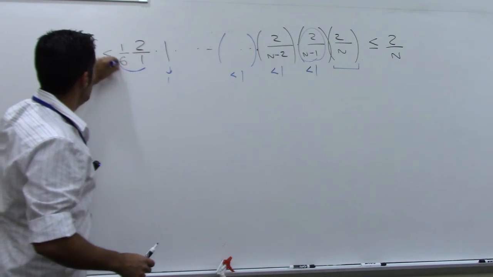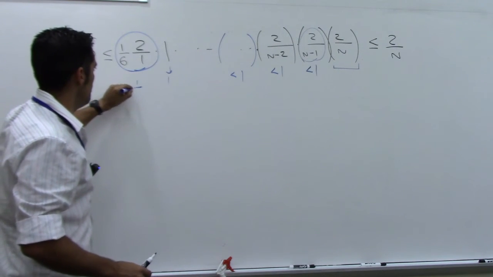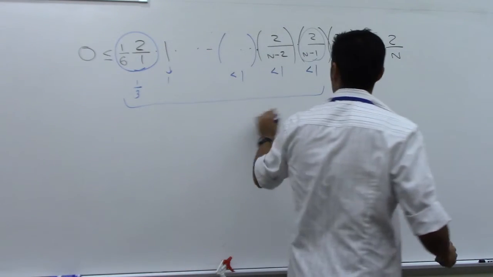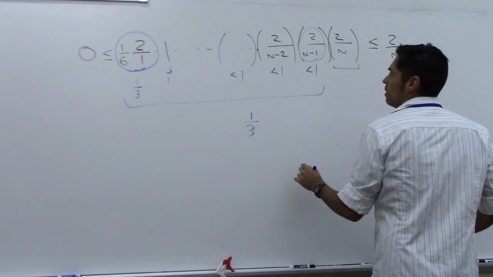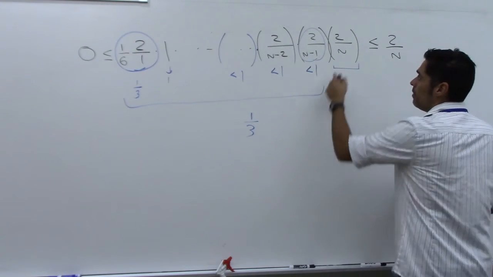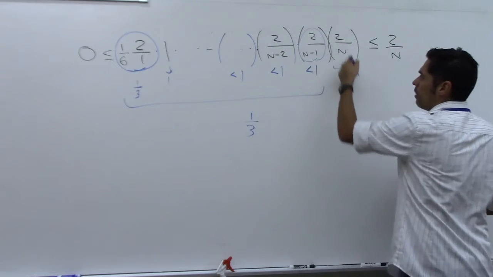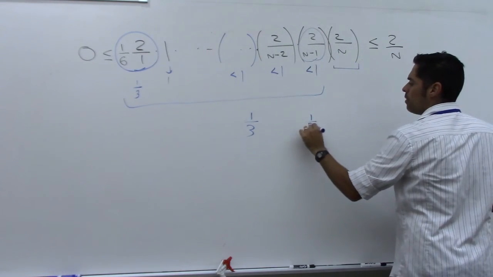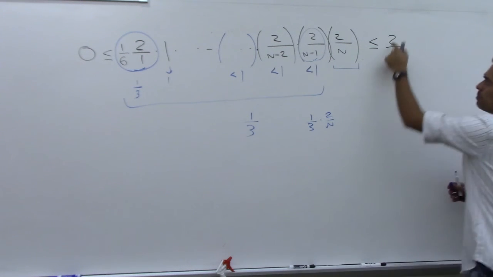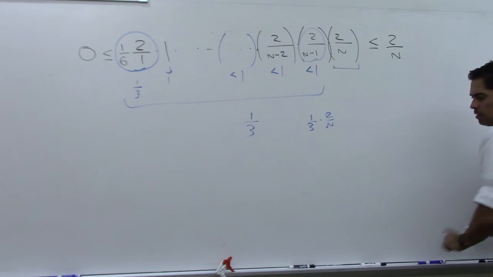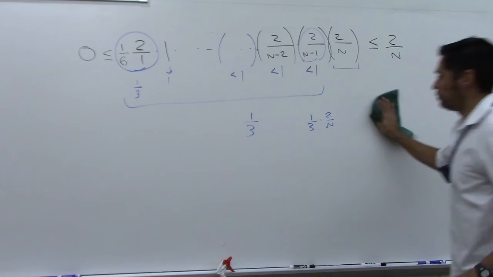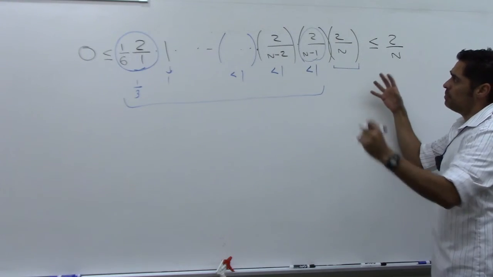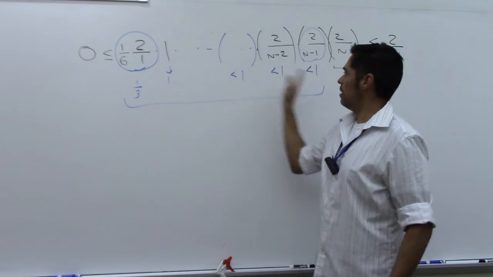And then I have over here these two together, which would be like 1/3. So all of these multiplied together should be smaller than 1/3, and then this times 2 over n here. So if all of that multiplied together is 1/3 times 2 over n, then that's definitely smaller than 2 over n. Hopefully you follow that logic. So for large n, as n gets bigger, these are all going to be true. These are all less than 1.